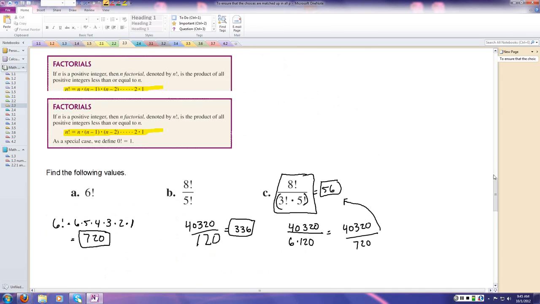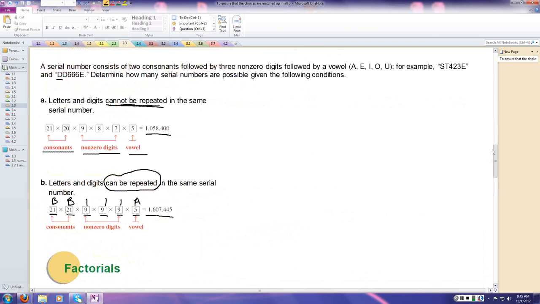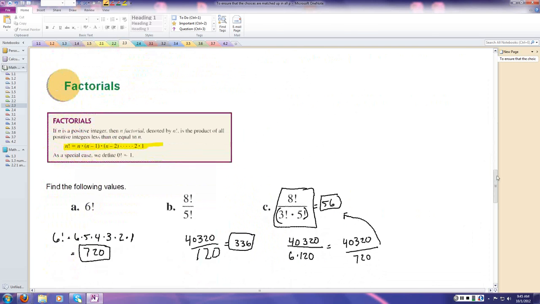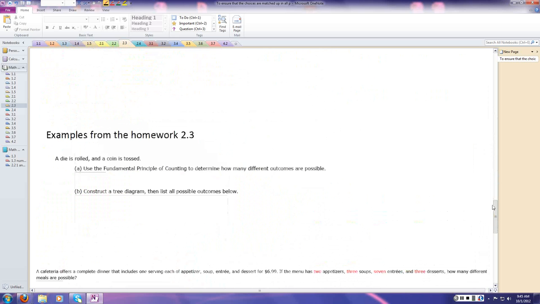So let's look at some examples from the homework. This section is meant to be pretty straightforward. A lot of times you're just using this fundamental counting principle. A dice is rolled and a coin is tossed. Use the fundamental counting principle to determine how many outcomes are possible. So if I have a dice and a coin, I have 6 choices for my dice and 2 for my coin, right? Heads or tails or 1 through 6. So I have 12 possible outcomes.